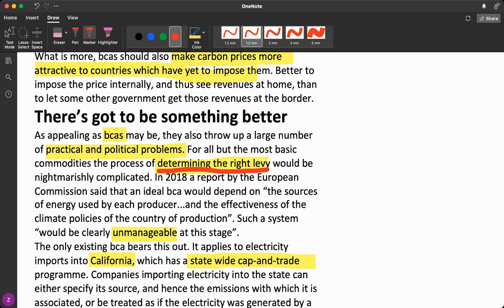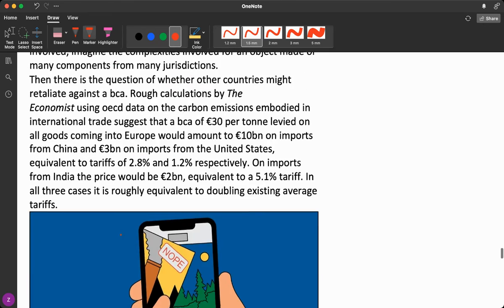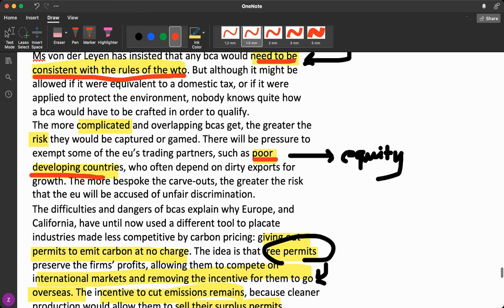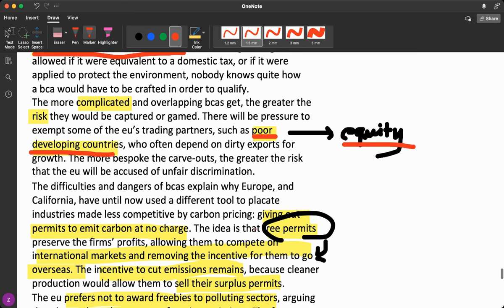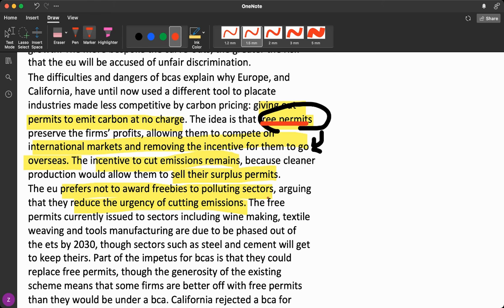Also, later in this article, it mentions an equity problem because there are poor nations that largely depend on dirty exports for their growth. So we can see that BCA is in fact very hard to get implemented, and that's why in many places in Europe, as well as the state of California, they gave out free permits to firms to produce carbon instead. So these companies can gain additional profits and also be competitive on the international market. But the people who oppose free permits say that they will likely encourage unnecessary pollution, and the EU doesn't want to give out freebies either, because that will reduce the urgency of reducing carbon emissions.